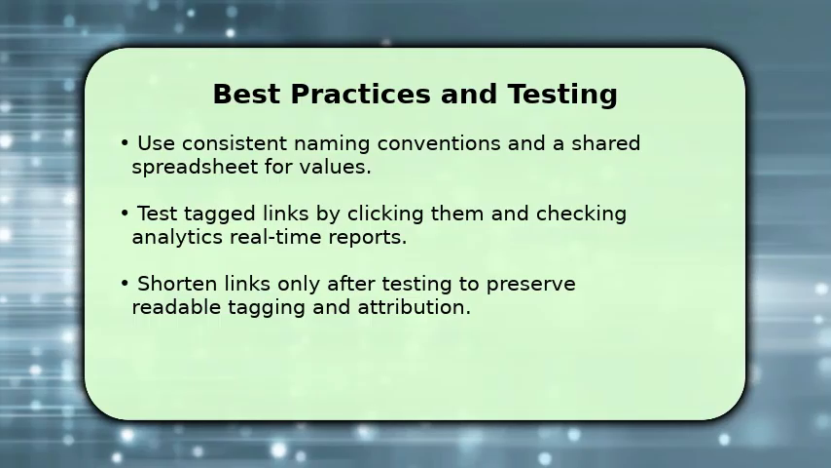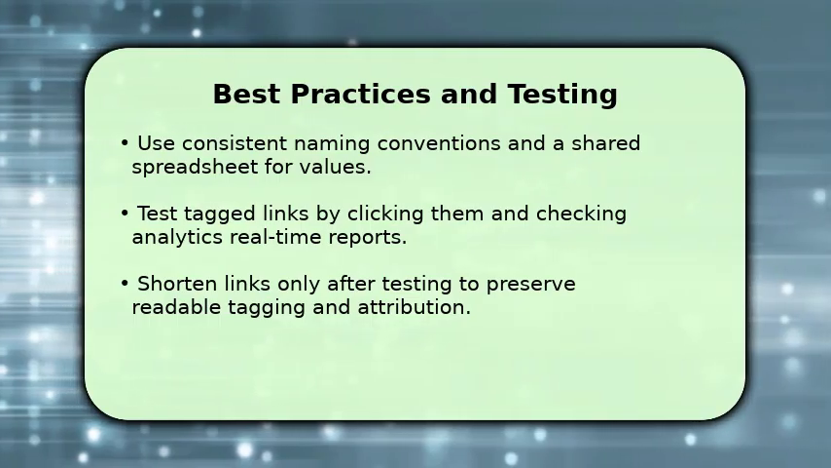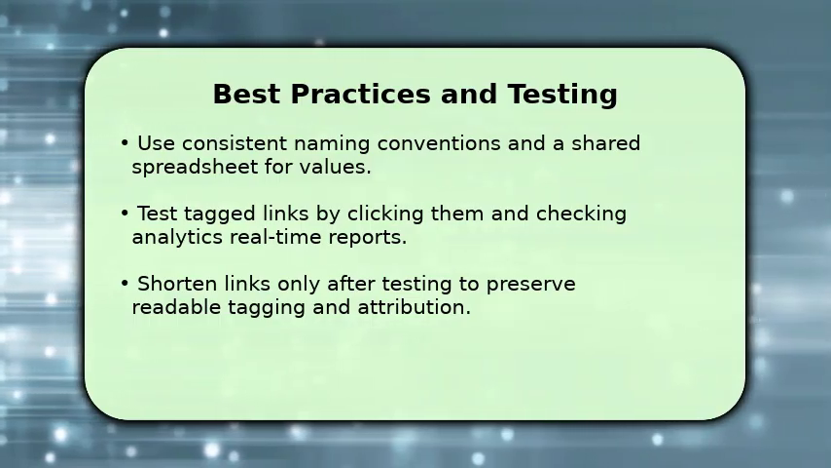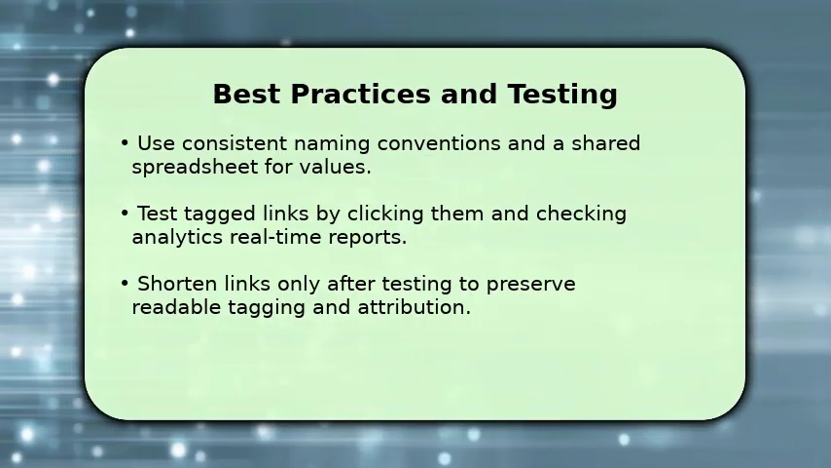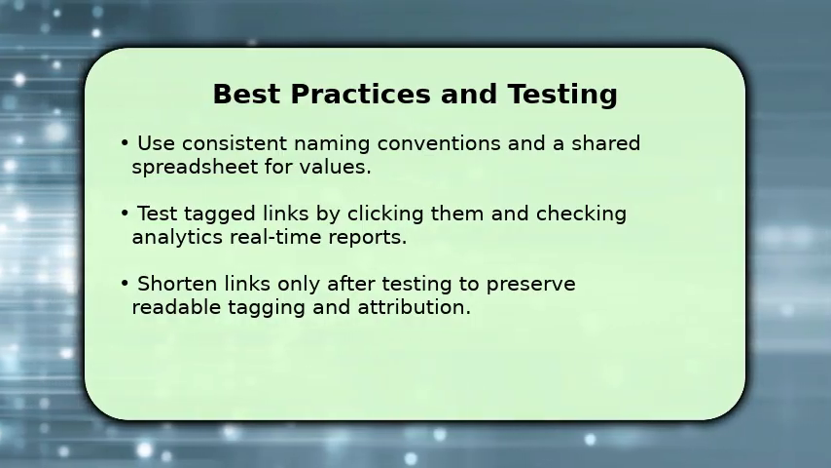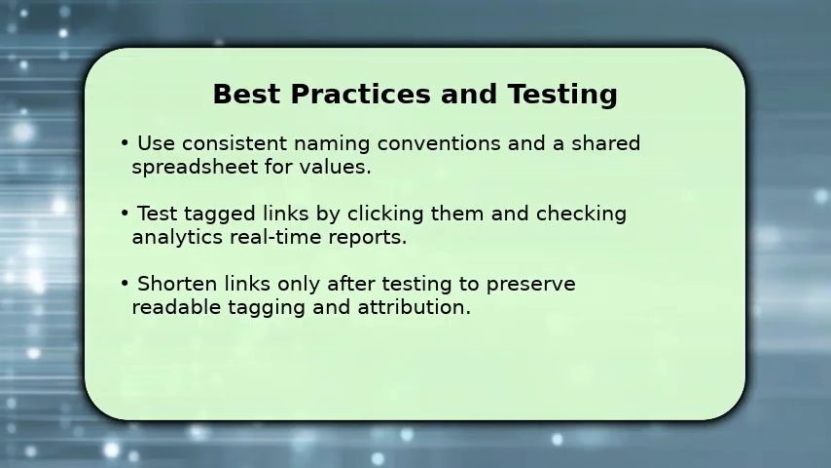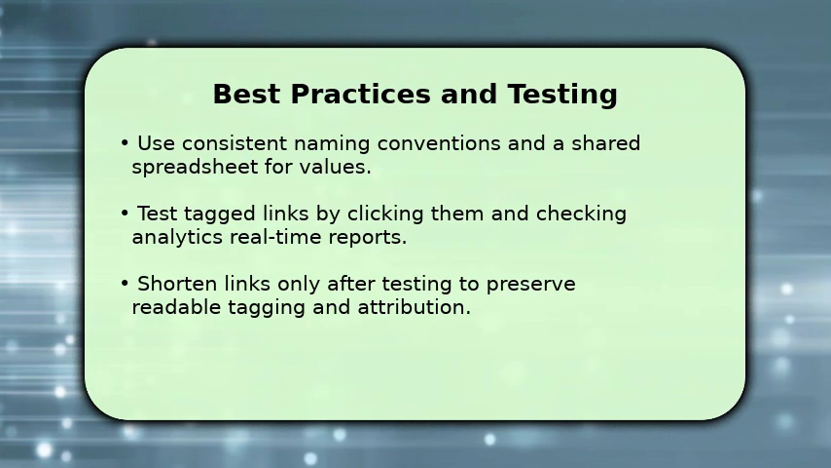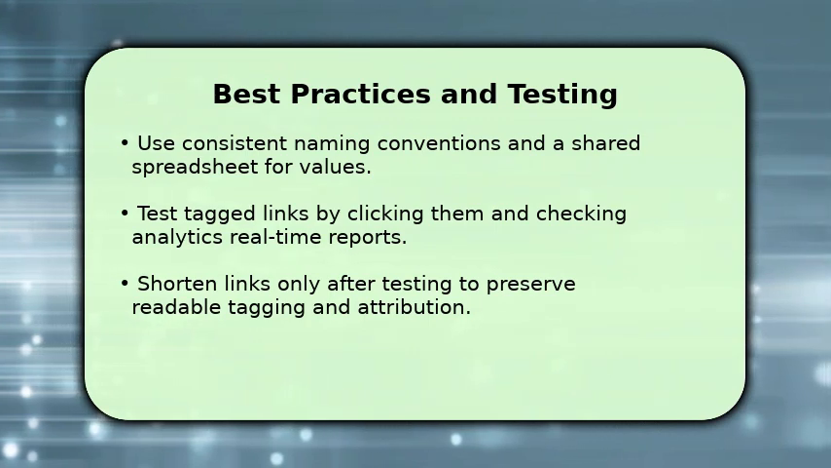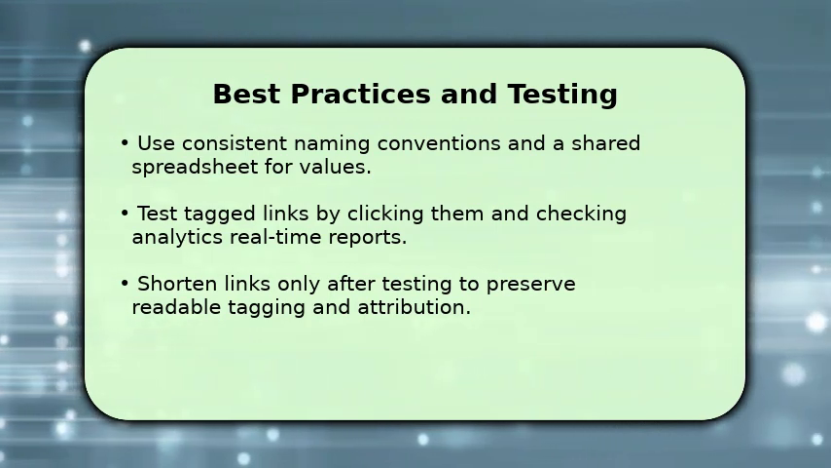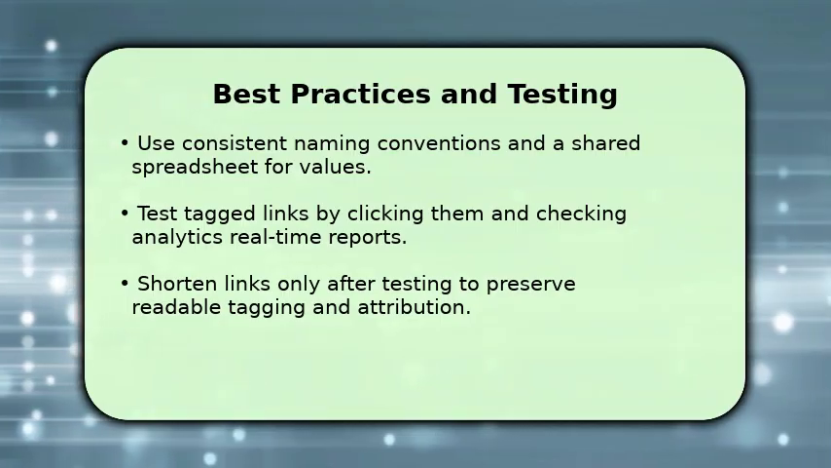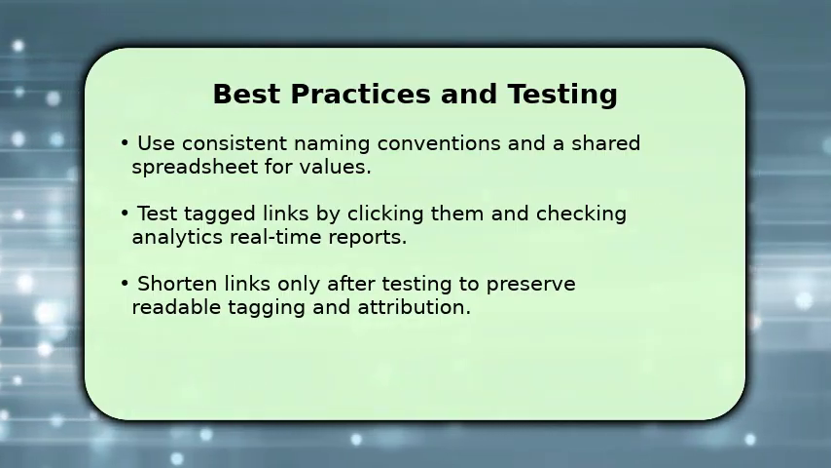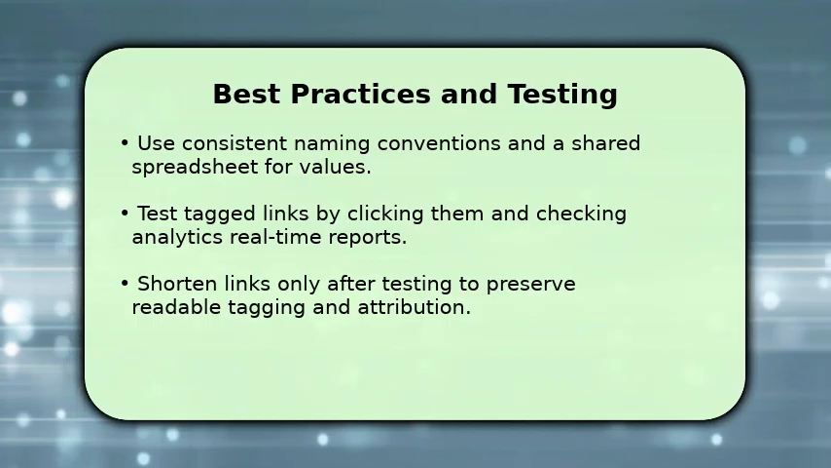Use consistent naming patterns like source channel and campaign name to reduce reporting errors later. Test every tagged link by clicking it and confirming analytics shows the expected UTM values in real-time reports. Avoid changing UTM values mid-campaign because that fragments attribution across duplicates. Shorten links with a reputable shortener only after testing to preserve readable tagging and accurate click counts.